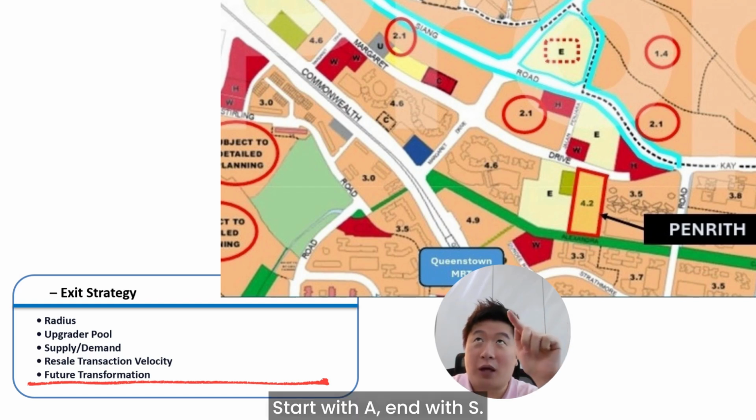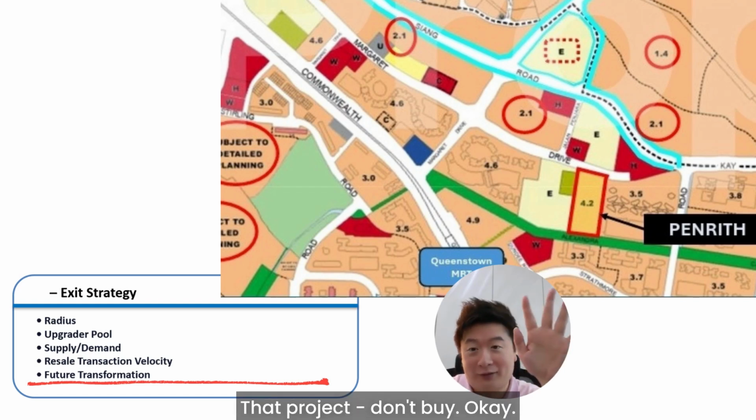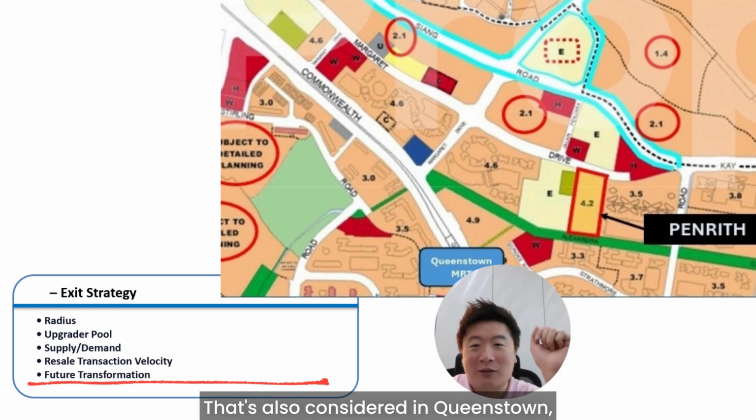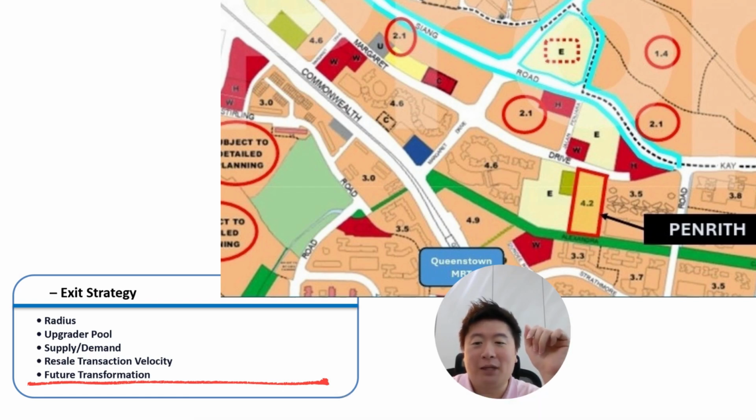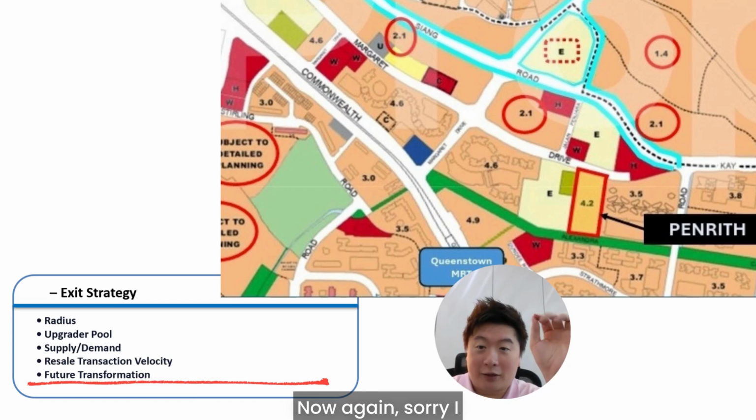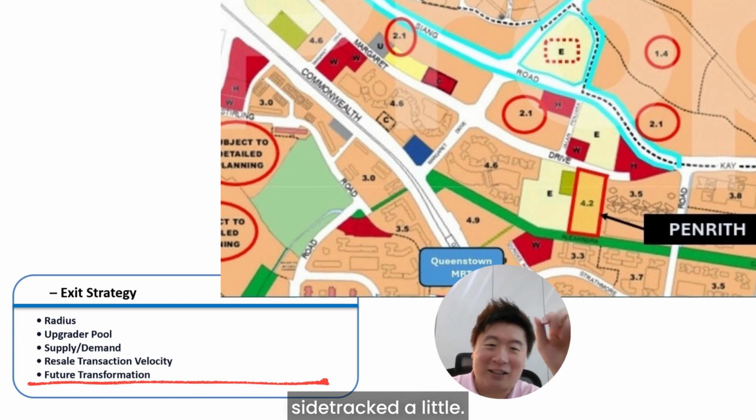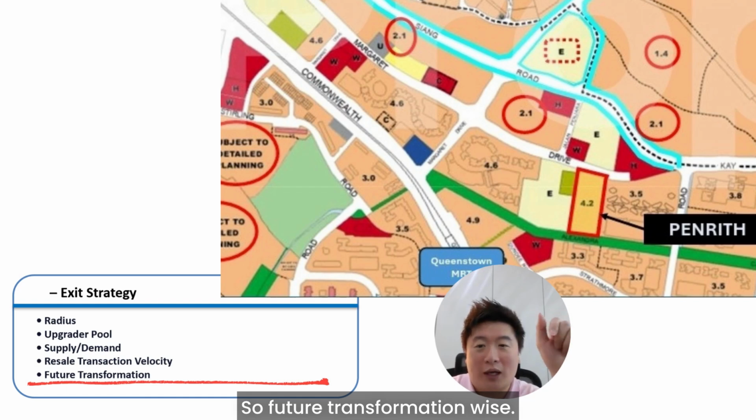Start with A and with S. That project, don't buy. Okay, that's also considered in Queenstown. But that's a very different project because it's not a mega development. Now, again, sorry, I sidetracked a little. So future transformation wise, yes, there's no future transformation for Queenstown because Queenstown is a mature blue chip estate.